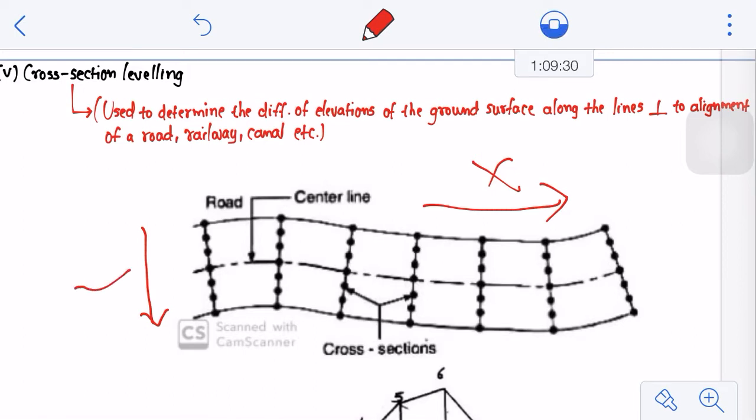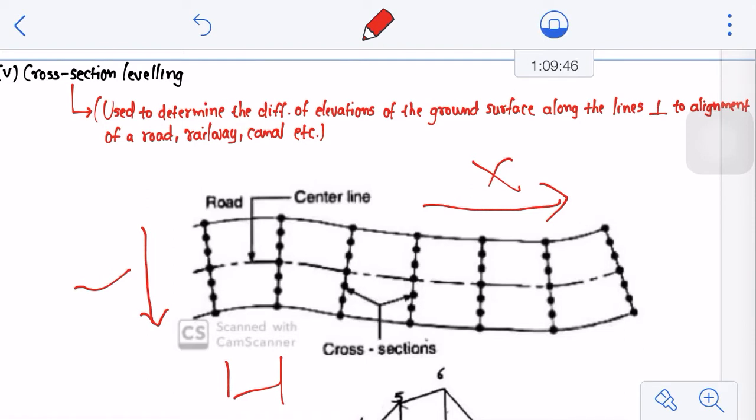So the cross sections are generally taken at regular intervals. As you can see here, they are taken at regular intervals. It may be 20 meters, it may be 40 meters along the alignment. And generally the profile leveling and the cross section leveling are done simultaneously, right?